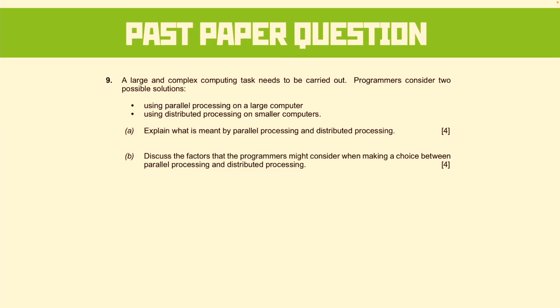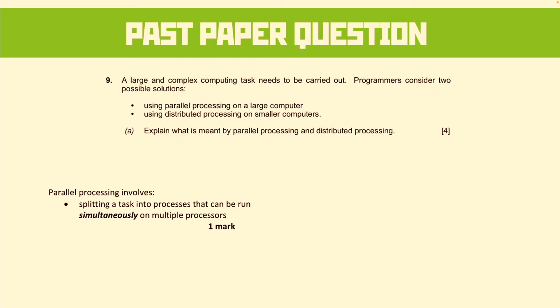Question 9. A large and complex computing task needs to be carried out. Programmers consider 2 possible solutions, using parallel processing and distributing processing on smaller computers. So this is the parallel processing question. You might have noticed no slides. That's because it's better explained through a past paper question. Parallel processing, remember, is where we split the job up amongst multiple cores or sometimes multiple CPUs or multiple computers.